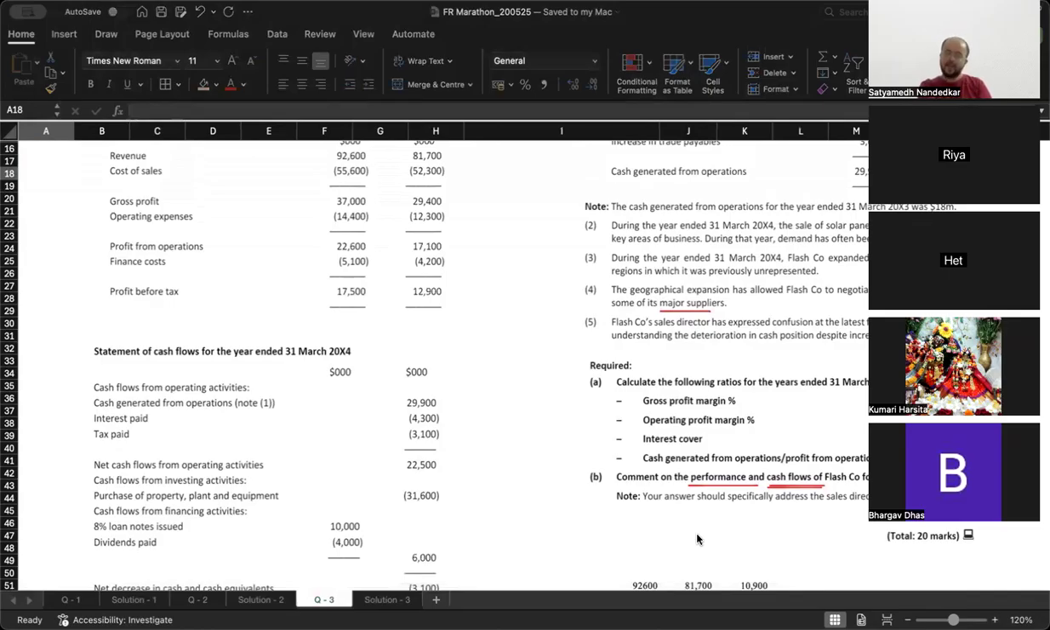If you would have been in the FM paper, na, you could have made a comment on dividend, but we are not doing FM, we are doing FR. So we'll only write about the fact that this company has raised money by way of loans, which could be for the purpose of acquisition of new stores. And that is the right use of long-term financing, right?